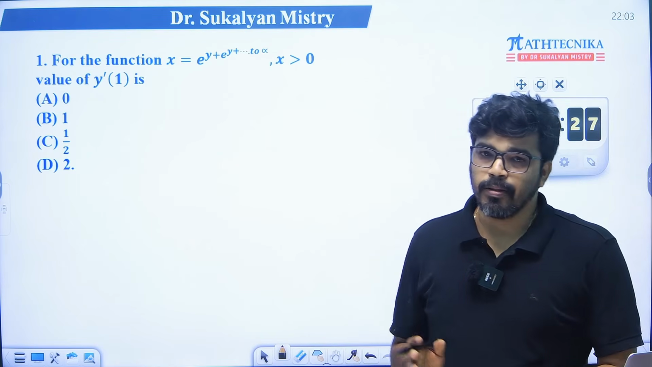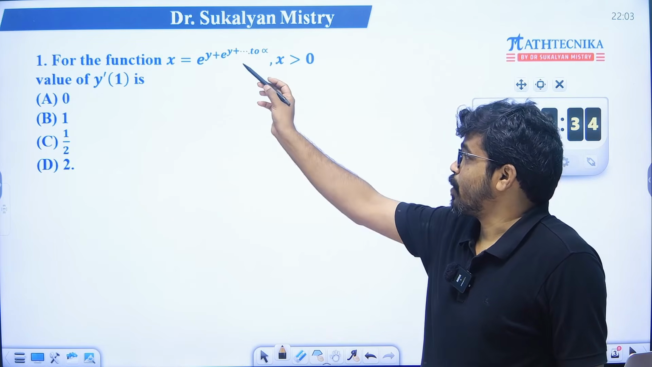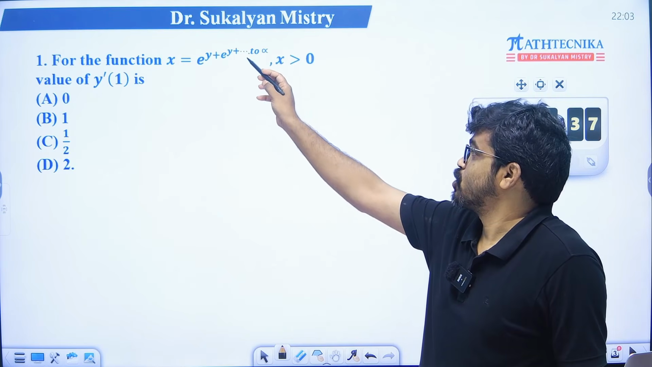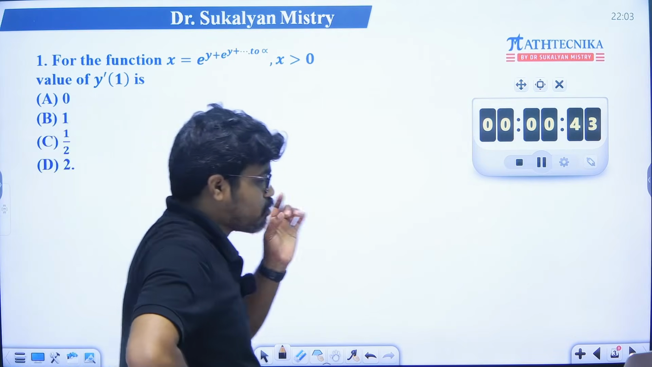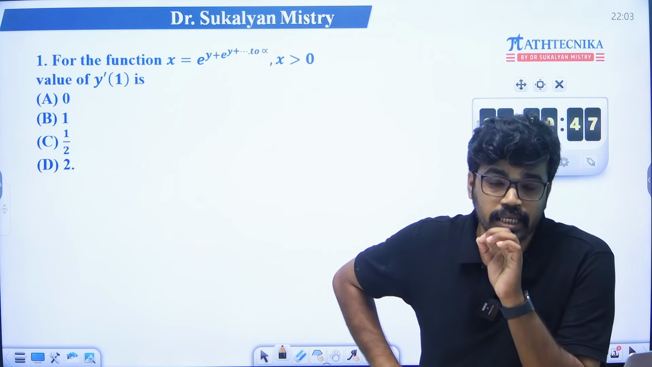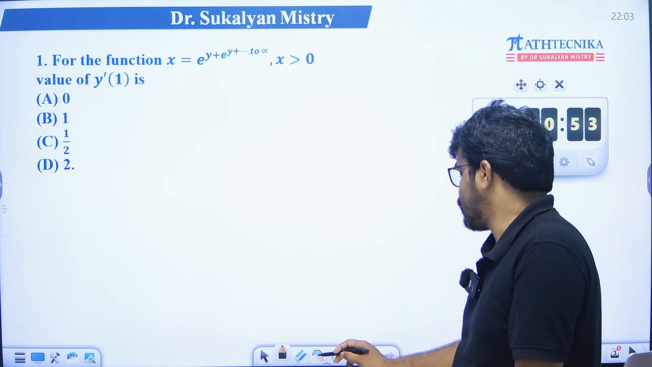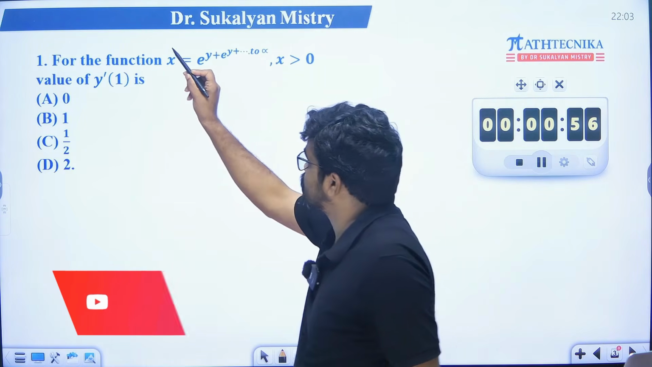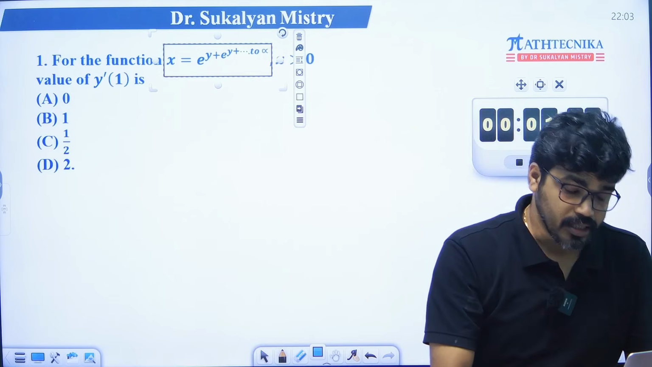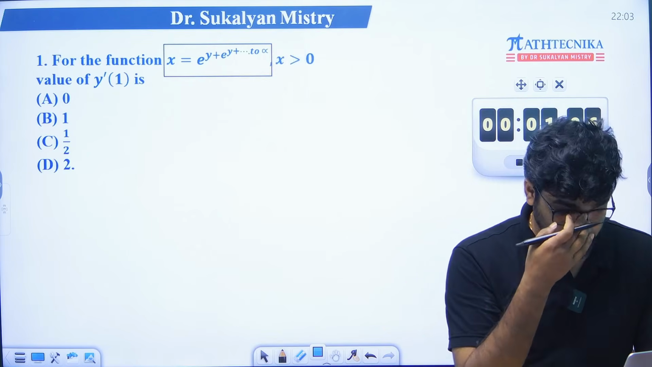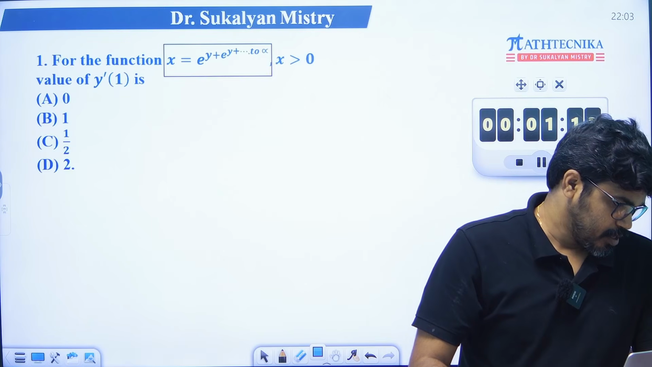Okay, so first see this problem. What is given here? For the function x is equal to e to the power y plus e to the power y plus dot dot dot to infinity, we have to find the value of y dashed 1, that is the derivative of the function y at the point x is equal to 1. So try to solve this problem.